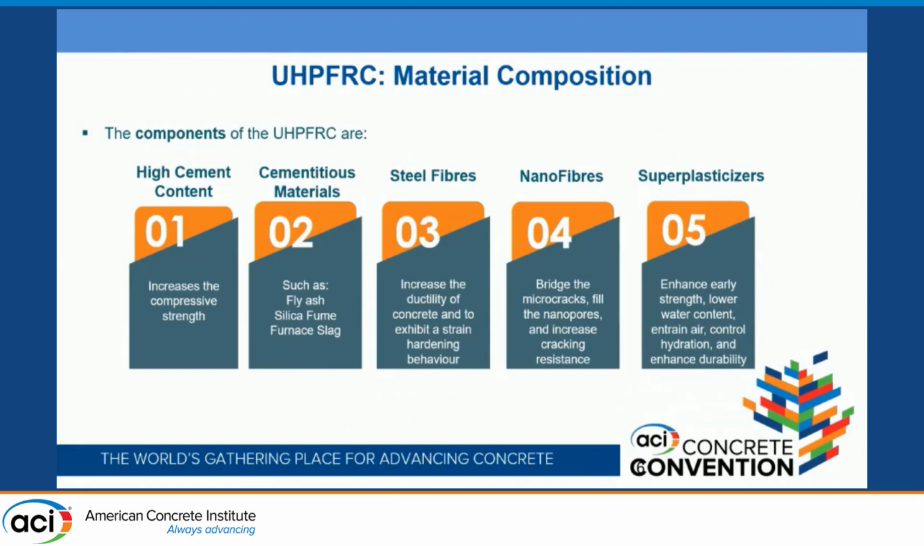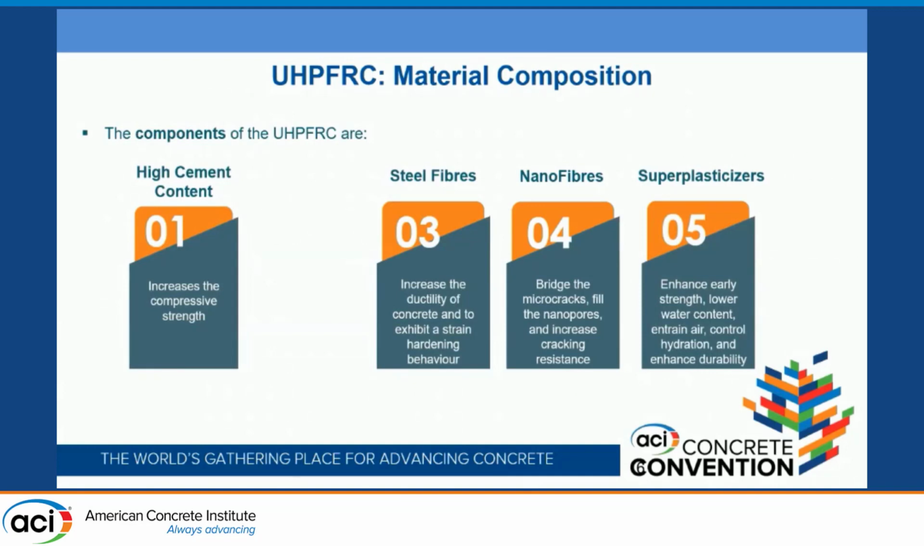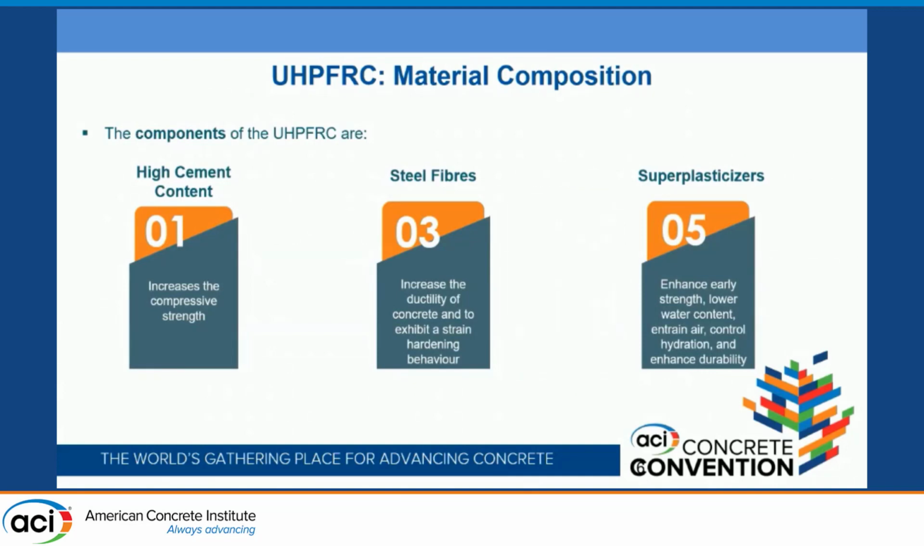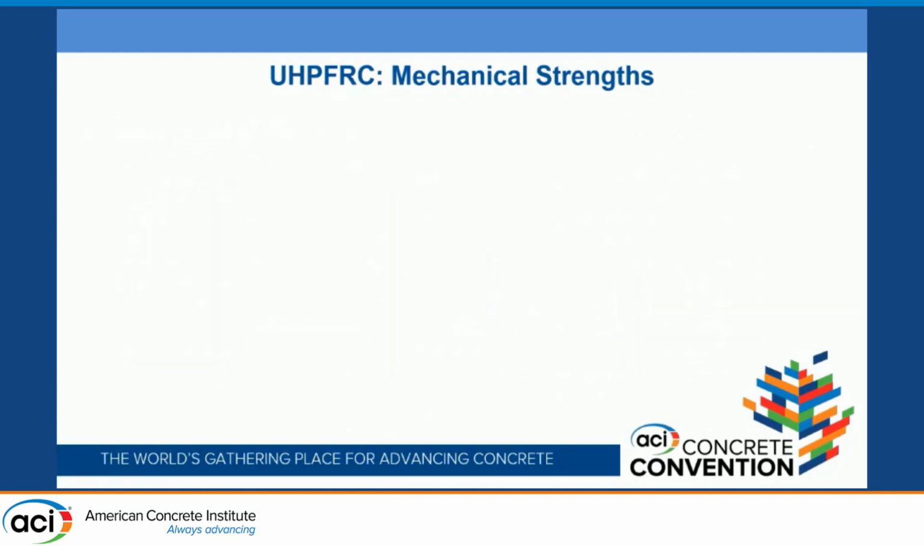And finally, we have the superplasticizers, such as the high range water reducer, which reduces the water content, and that's necessary to get the high compressive strength. Other superplasticizers might be used to enhance the early strength or control hydration and enhance the durability of the UHP FRC. However, the main components of the UHP FRC are the high cement content, the steel fibers, and the superplasticizers, meaning that the supplementary cementitious materials and the nanofibers maybe cannot exist in every single UHPC material.